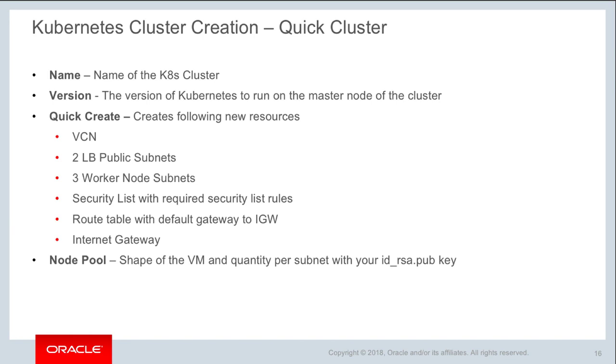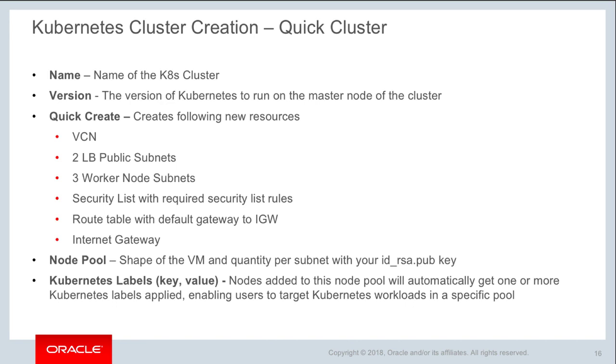Then it would give you a choice to choose among the node pool, like what is the shape of the virtual machine that you want to create and the quantity per subnet. And you can also provide your SSH key in it. So it won't ask you what is the image source. The image source it would automatically pick. It would only ask you what is the shape of the VM and what is the quantity per subnet for your node pool.